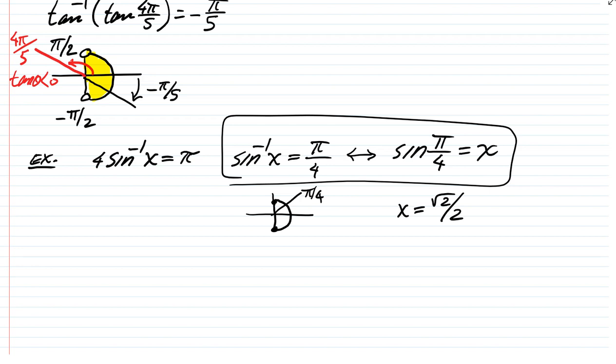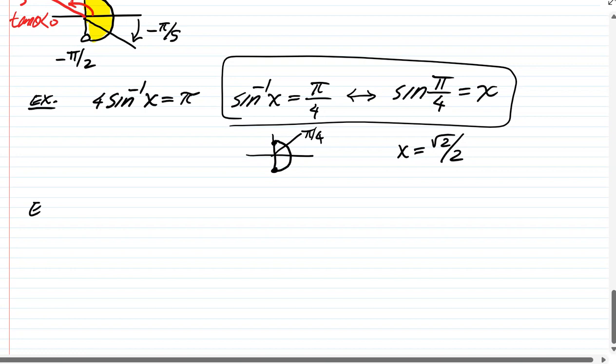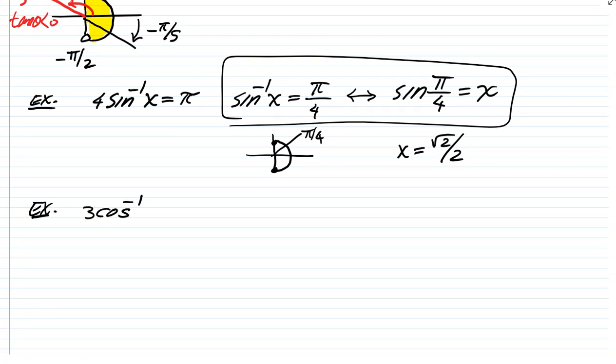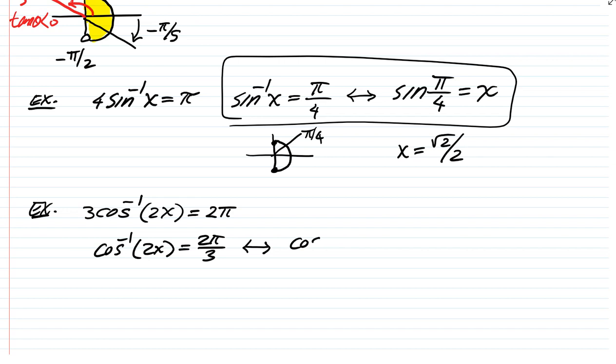Okay. Now let's do one last example here. Suppose I have 3 arccosine of 2x is equal to 2 pi. So divide both sides by 3, and we get arccosine of 2x is equal to 2 pi over 3. True? And then here again, by definition of inverse, that means cosine of 2 pi over 3 is equal to 2x.